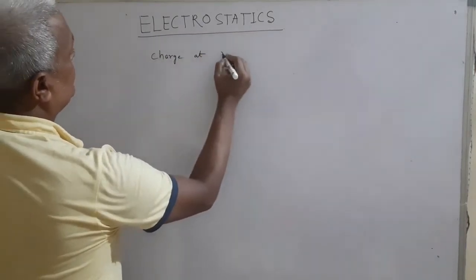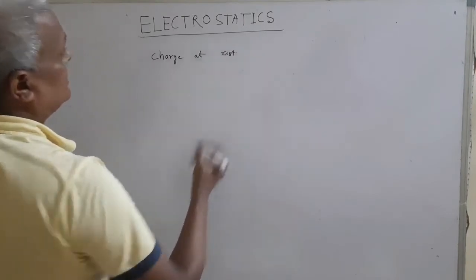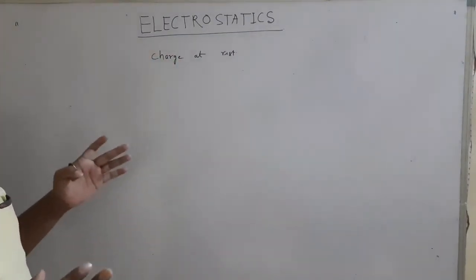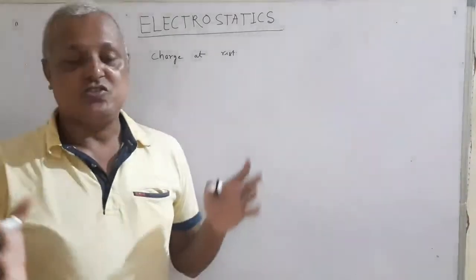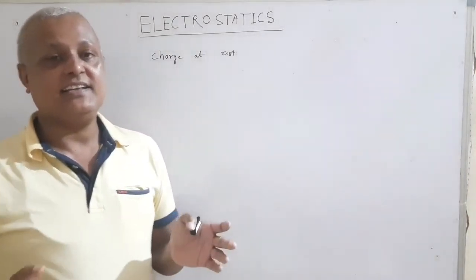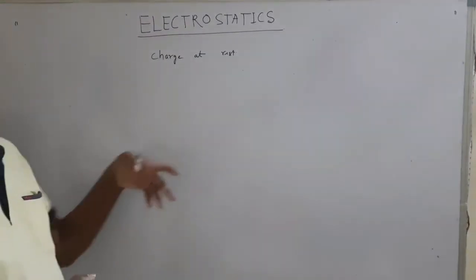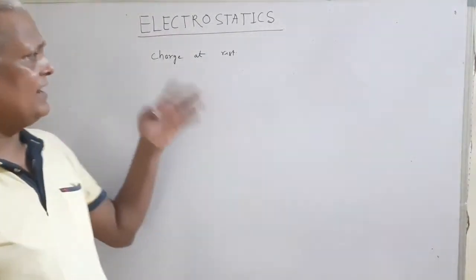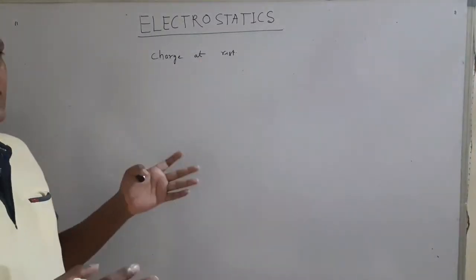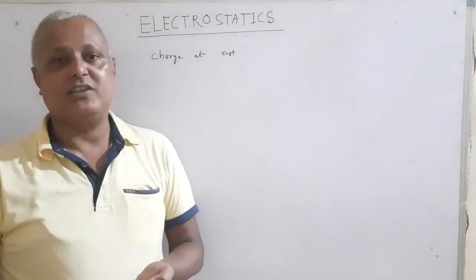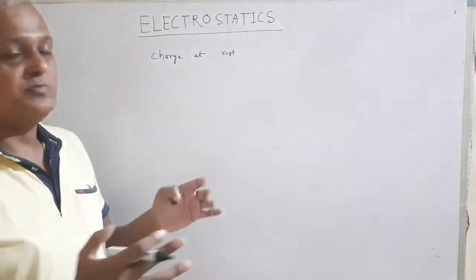Charge at rest. Now the foremost, important question is: what is charge? Charge is defined as a physical quantity which can flow from one body to another body. It has to be conducted, because it doesn't spread on insulating surfaces, but it spreads easily on conducting surfaces, or passes easily through conductors.